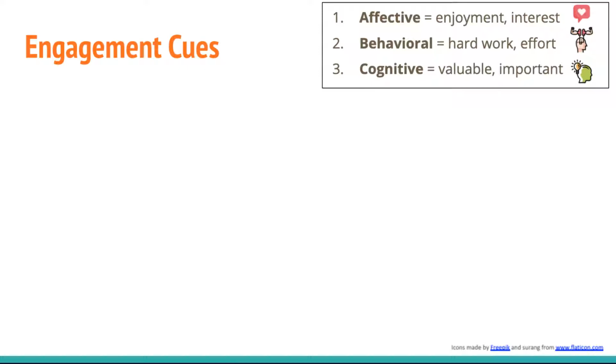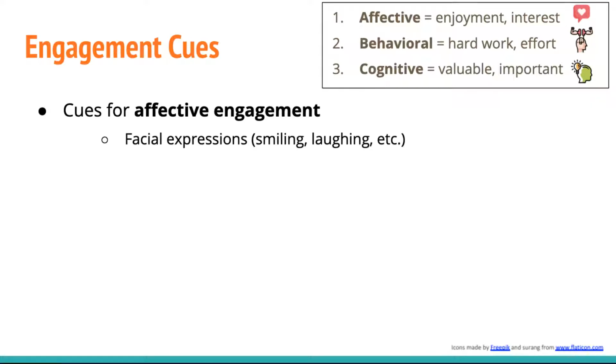And so what are some cues for these different dimensions of engagement? How do you tell if a student is affectively, behaviorally, or cognitively engaged? There are many and varied cues for each dimension, but we selected a few common ones here based on teacher reports. So some signs of affective engagement, that students are interested and enjoying what they are doing, can include facial expressions like smiling and laughing, or any signs of apparent excitement.